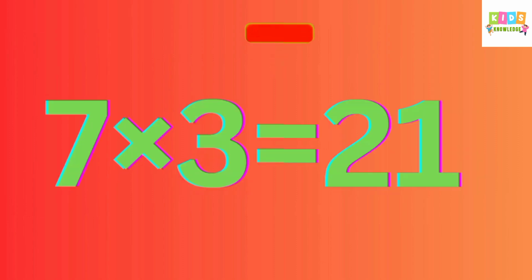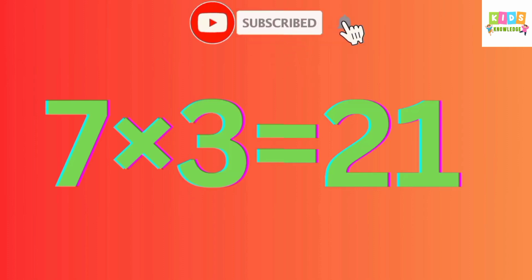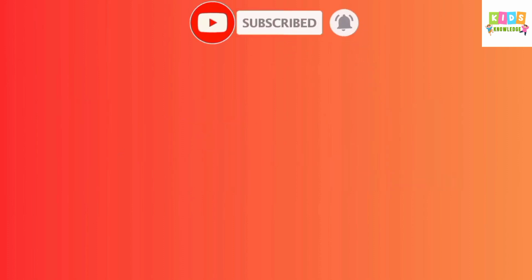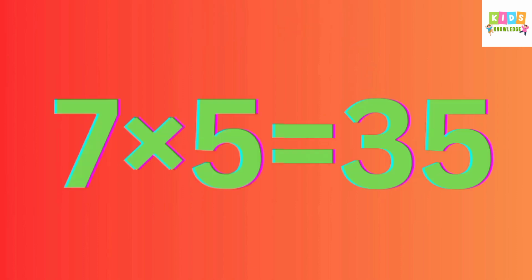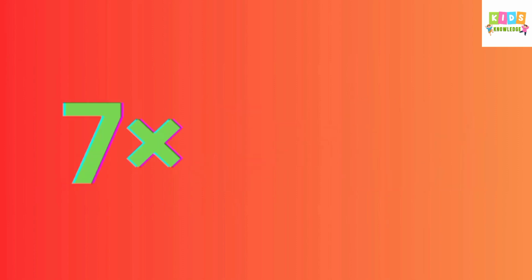7 threes are 21, 7 threes are 21. 7 fours are 28, 7 fours are 28. 7 fives are 35, 7 fives are 35.